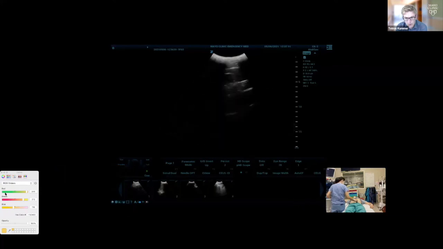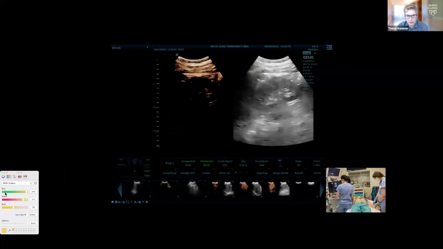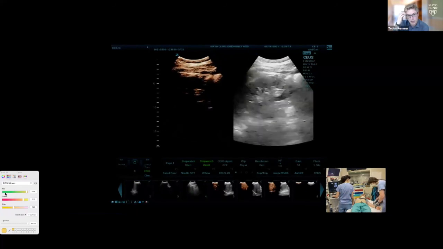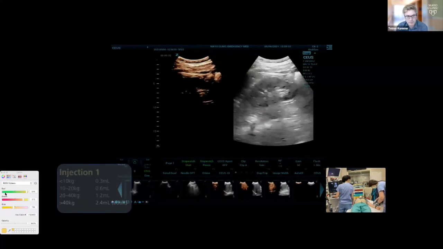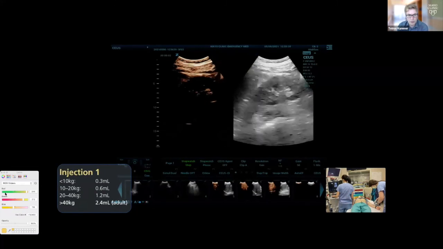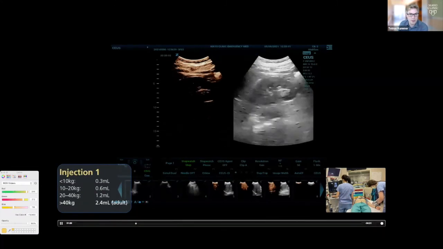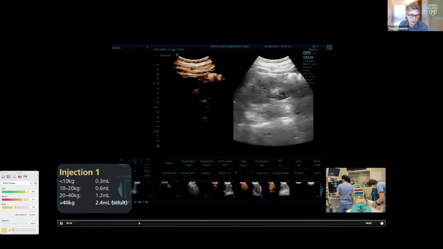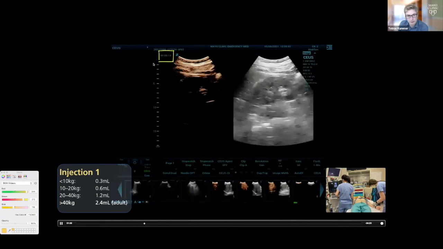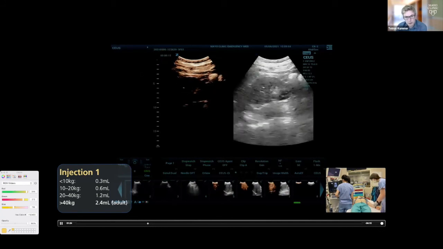And then we do the contrast part. On the right side you have the reference image, on the left side you have the contrast image, and then we give the first injection, and there are the doses. Up here is a timer. We start that because in the trauma room you usually lose track of time, how much time you have. After about 15 to 20 seconds, the kidney gets perfused.